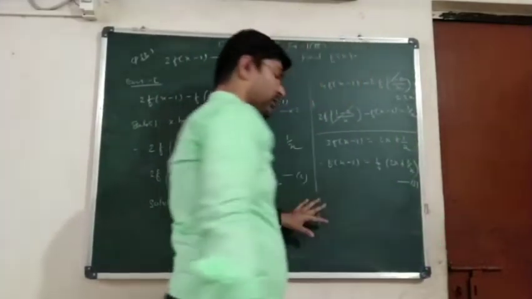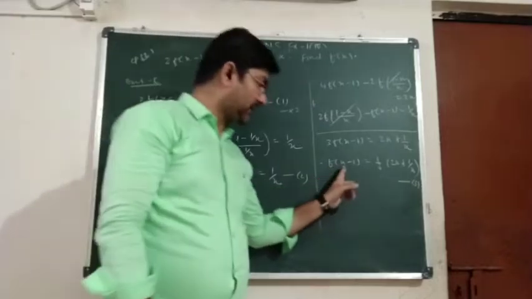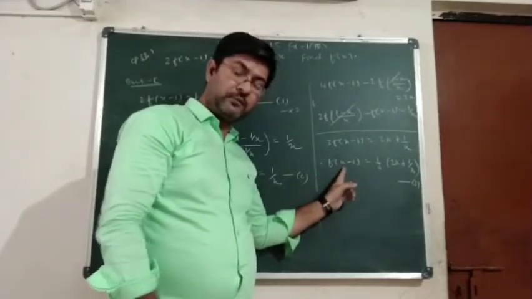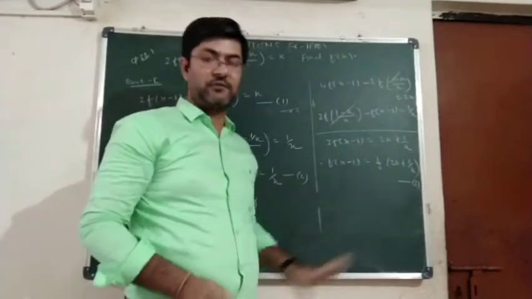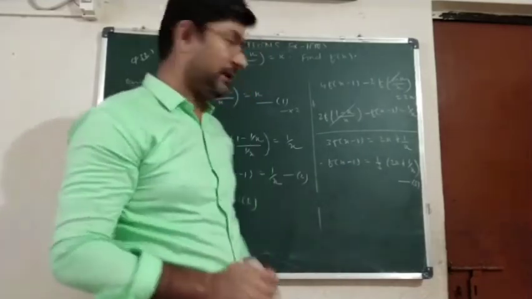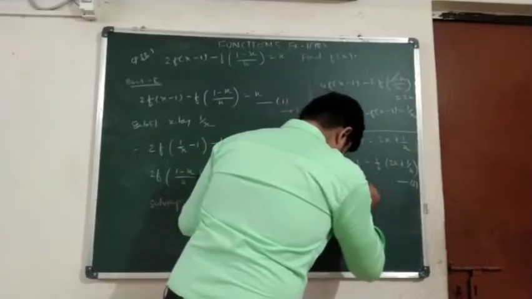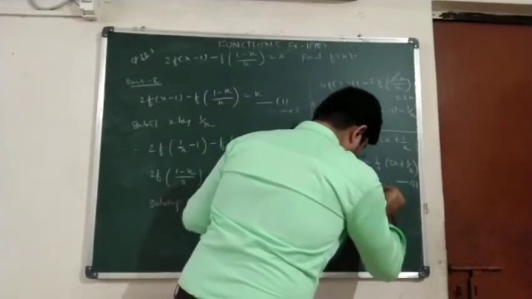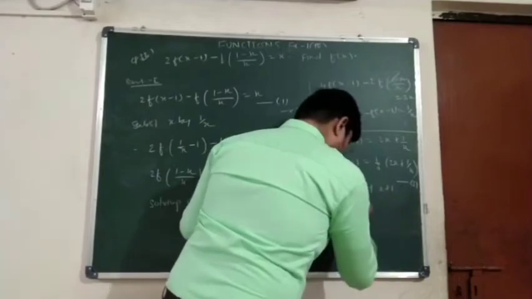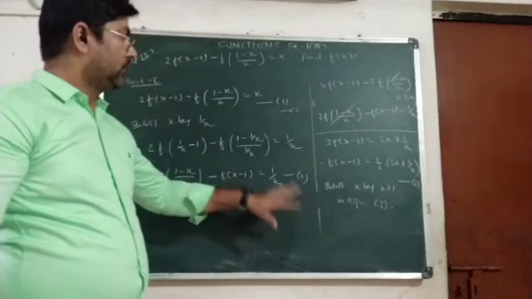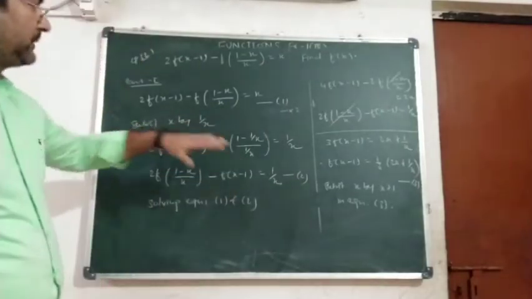Okay, now if you want to find f of x, obviously here x can be substituted by x plus 1, so plus 1 minus 1 will get cancelled and you will get x. So substituting x by x plus 1 in equation number 3, you note down the remaining steps, I will do on the left hand side.